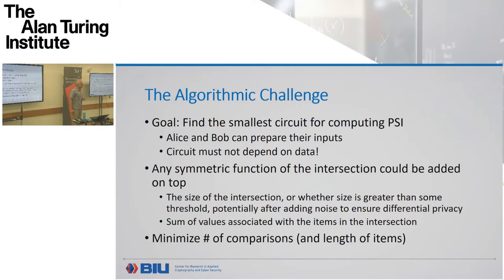So the challenge here is to find the smallest circuit for computing PSI. Both parties can prepare their inputs, but the circuit must not depend on the data. It should be the same circuit no matter what the data is. And then once we have the circuit, we can compute any function we want of the intersection afterwards. So for instance, count how many items are in the intersection, or whether the number of items is greater than some threshold. Or if we care about privacy, we can add some noise to the count to ensure differential privacy. Or we can sum values associated with transactions or whatever. And the goal is to minimize the number of comparisons in the circuits and also the length of the items.